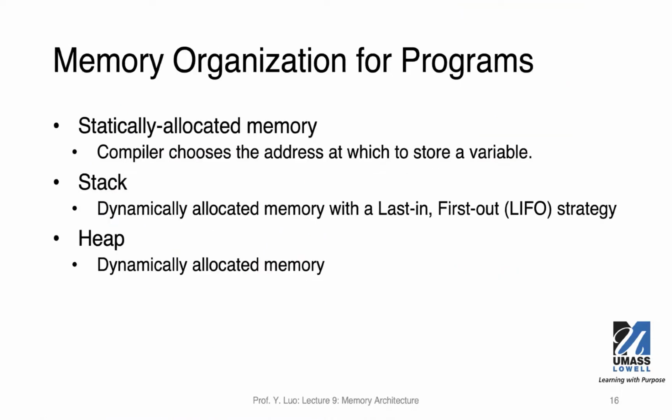All right, so that was about some terminologies in terms of memory types. In the next few slides, I want to talk about memory organization for programs. Specifically, we're going to look at the different ways to allocate memory and use memory. One is statically allocated. That's when the compiler chooses the address at which to store a variable. Stack is dynamically allocated memory with a last in first out strategy. Heap is dynamically allocated, mainly for the system applications.